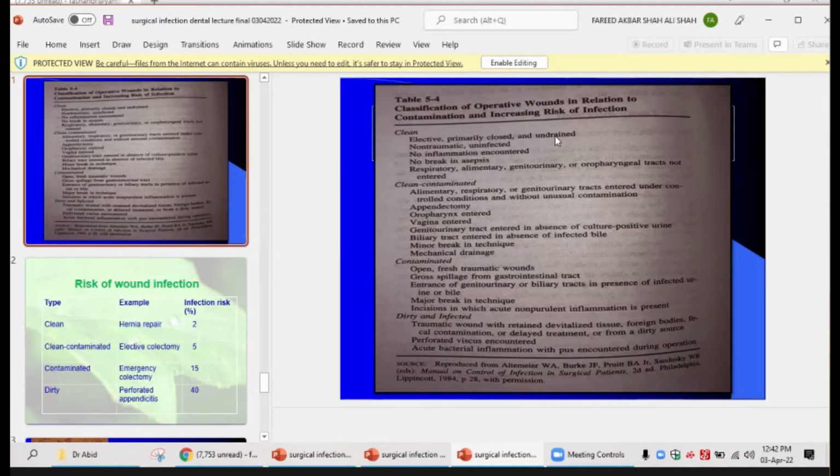If we are doing a surgery on a breast lump, it does not have any luminal organ. It does not have trachea, it does not have GIT or urinary tract. So if you are doing surgery on the thyroid or on the breast or on the skin, a lipoma, a cyst, we don't need antibiotics, because according to the definition, clean surgeries do not need any antibiotic.